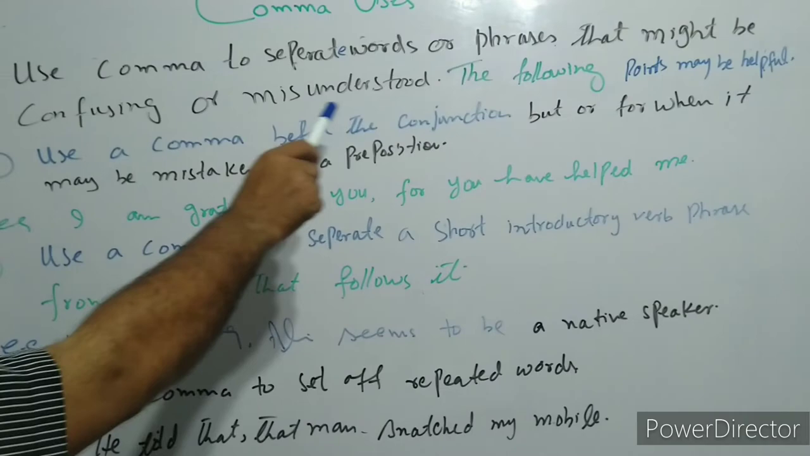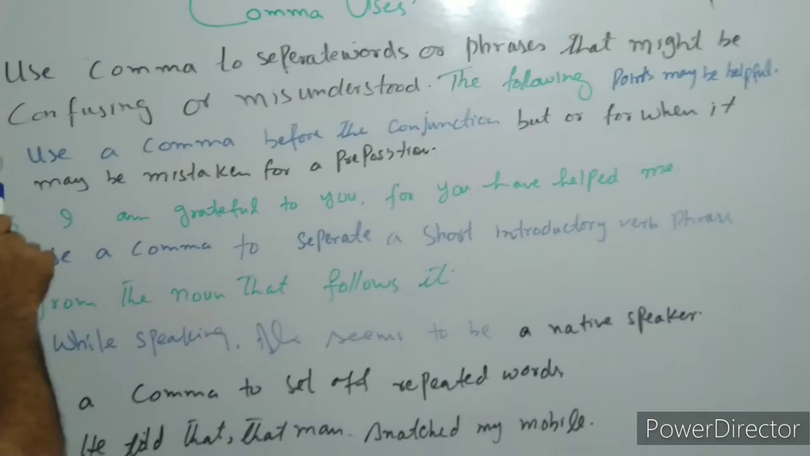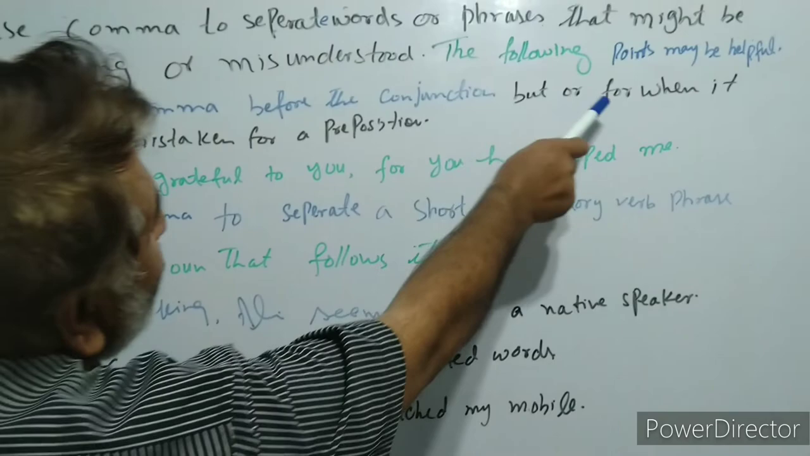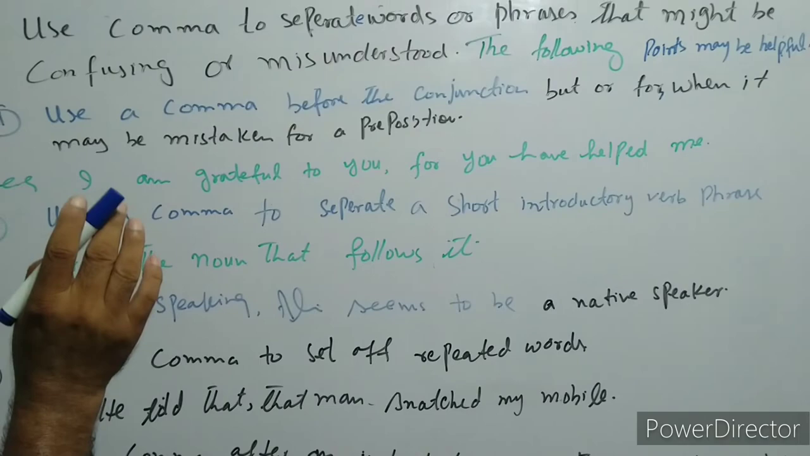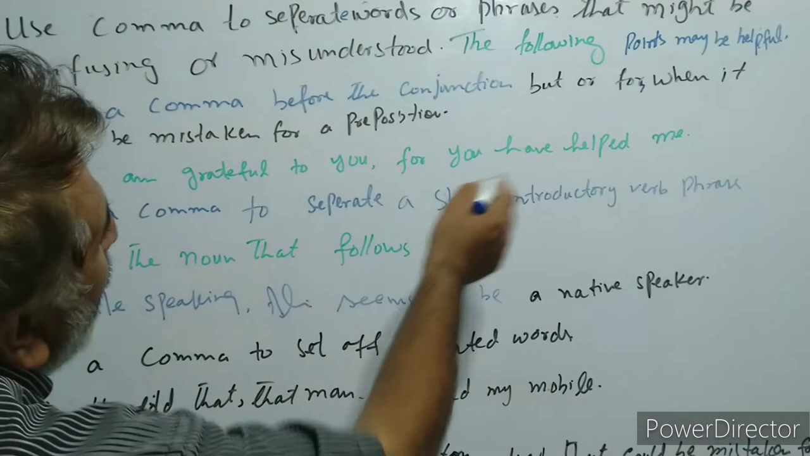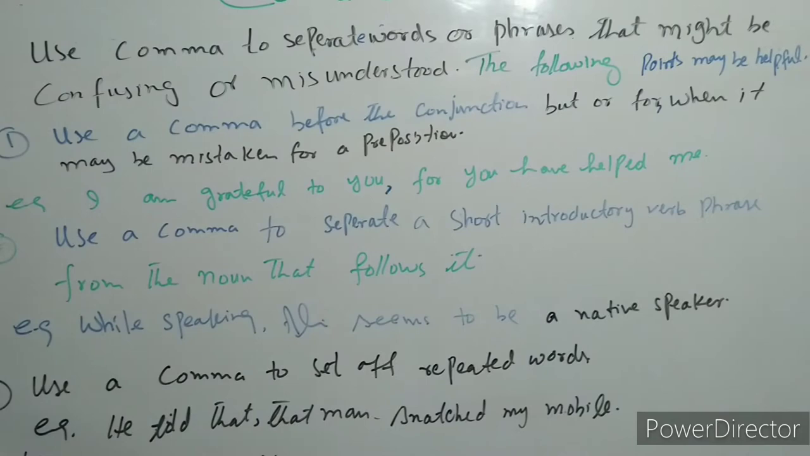The following points may be helpful. Remember, use a comma before the conjunction but or for when it may be mistaken for a preposition. Okay, if they may be mistaken for a preposition, always use a comma. Example given: I am grateful to you, for you have helped me. Here this is a conjunction, not a preposition. So this is very important.